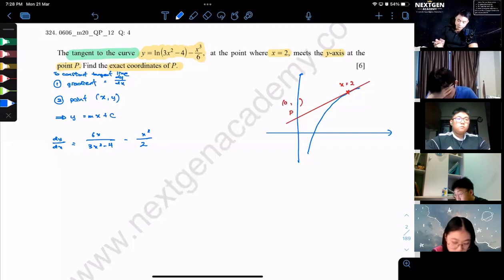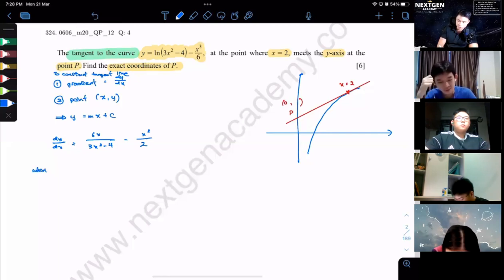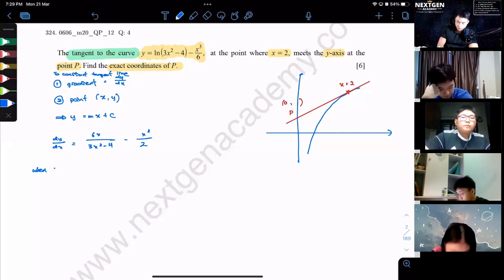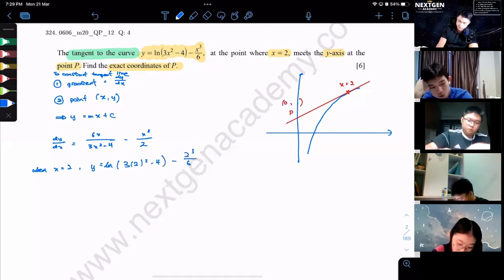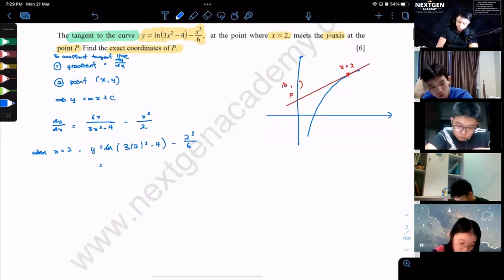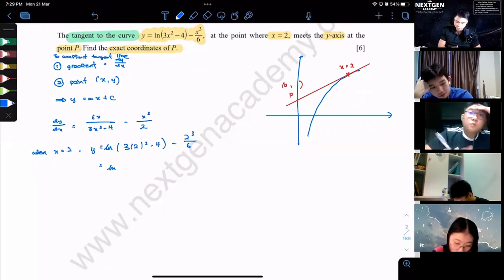Number 2, we want to find the point. Given to us, x is equal to 2. So I need to find the y, right? So how do I find the y? I just sub x equals 2 into y. So when x equals 2, y equals ln of 3 times 2 squared minus 4, minus 2 cubed over 6. Okay, don't just type it in the calculator because we want to leave it as an exact value. So 3 times 2 squared minus 4, we will get ln 8 here.